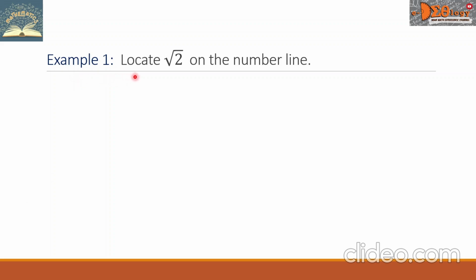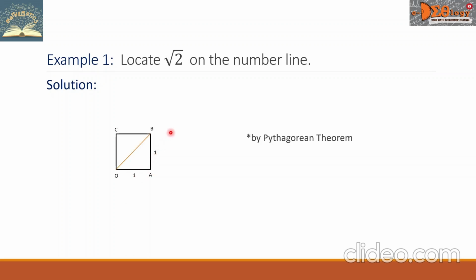Example 1. Locate square root of 2 on the number line. Let us have this square OABC with sides 1. Then let us draw the diagonal OB. By the Pythagorean theorem, we can compute for OB. That will be 1 squared plus 1 squared equals the square of the length OB. When we simplify this, OB is equal to square root of 2.